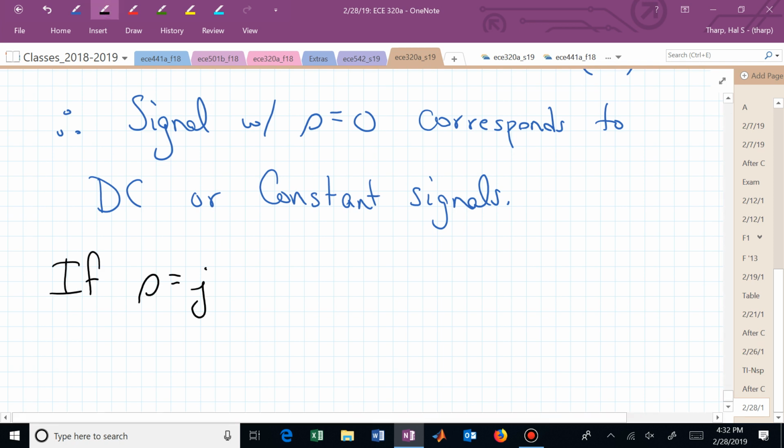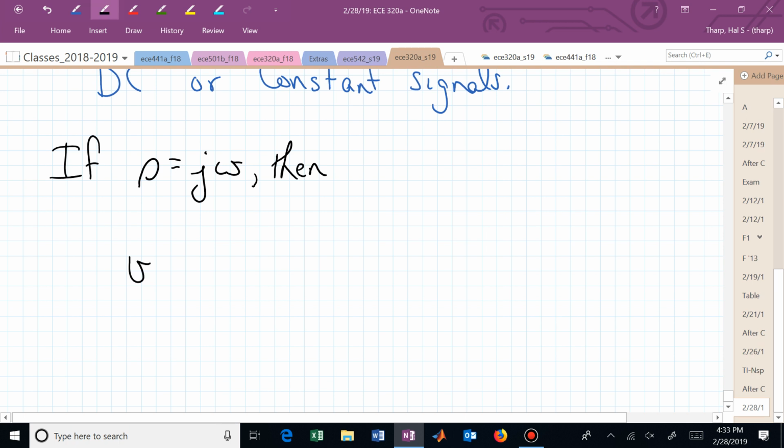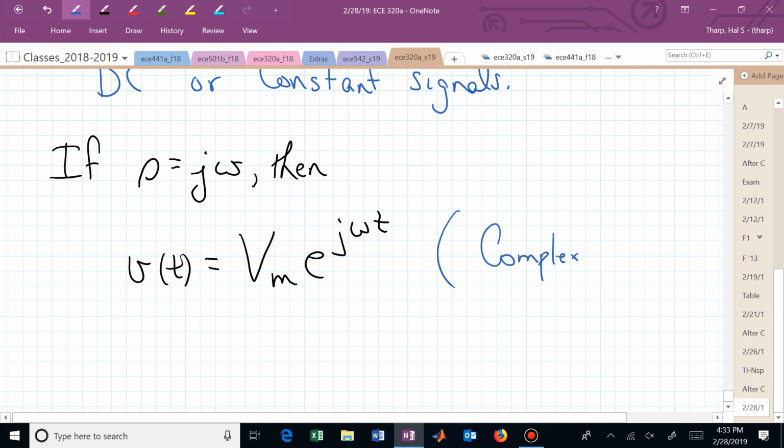If s is equal to j omega, now we're actually in chapter 9. We've eliminated the real component of s, and we're saying, what happens if we're on the imaginary axis in the complex s-plane? That's what this is really saying. Then what do we have? Then v of t is v sub m e to the j omega t. And that's now a complex spinning phasor as a function of t.